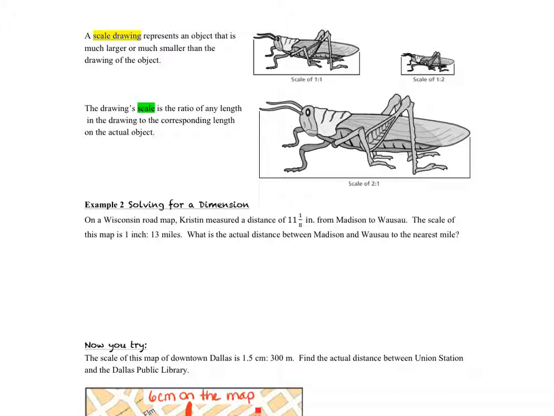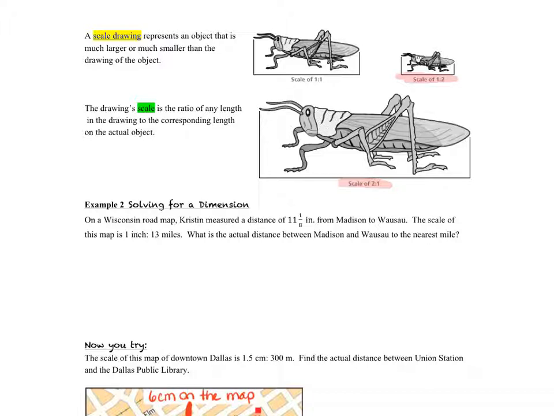So for instance, in this small image, it says scale of 1 to 2. So if you double that, you'll get to the larger image. And the same idea here, this larger image is a scale of 2 to 1, so cut that in half and you get back to the smaller image. Okay, let's take a look.